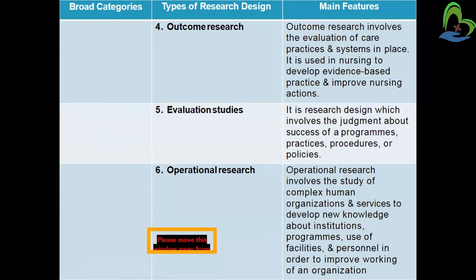Fourth is outcome research, which involves the evaluation of care practices and systems in place. It is used in nursing to develop evidence-based practice. For example, I give a patient a regular back massage to assess whether it has an impact on bed sores, and so improve the nursing action. But if I am not taking the correct points or not using a proper solution, that can be corrected with another methodology.